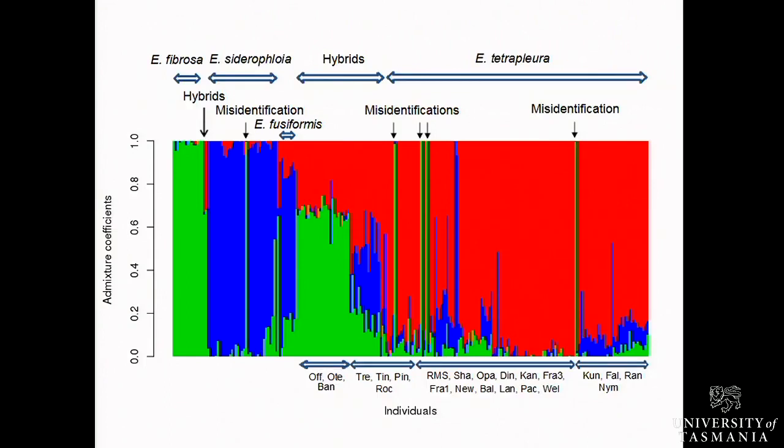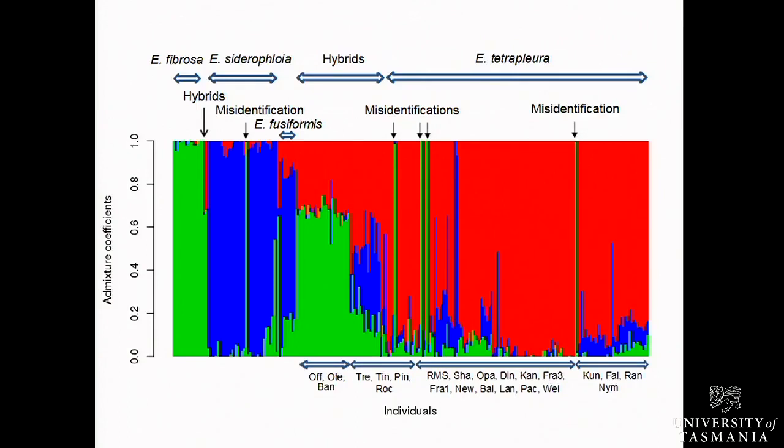For the samples of Eucalyptus tetrapleura that we collected, these ones here were collected from the northern part of the distribution of the species, and you can see that they're clearly admixed between fibrosa and tetrapleura. Another northern population came out with admixture from sidrifloa, tetrapleura, and fibrosa.